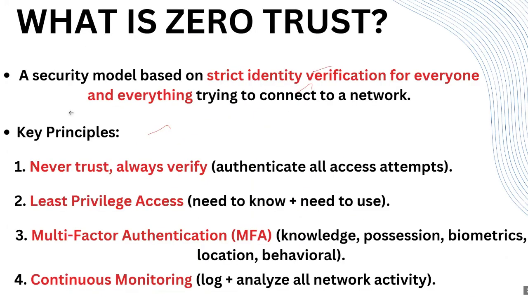So yeah, like I said, we are verifying everyone and everything trying to connect. And zero trust consists of four key principles. Never trust, always verify, where we basically authenticate all access attempts. Any access attempt coming from the internet to our LAN, or any access attempts happening inside our local network, we will authenticate and verify every single connection, whether it is inbound or outbound, going outside the LAN or coming inside the local area network. Then we have least privilege access, right?